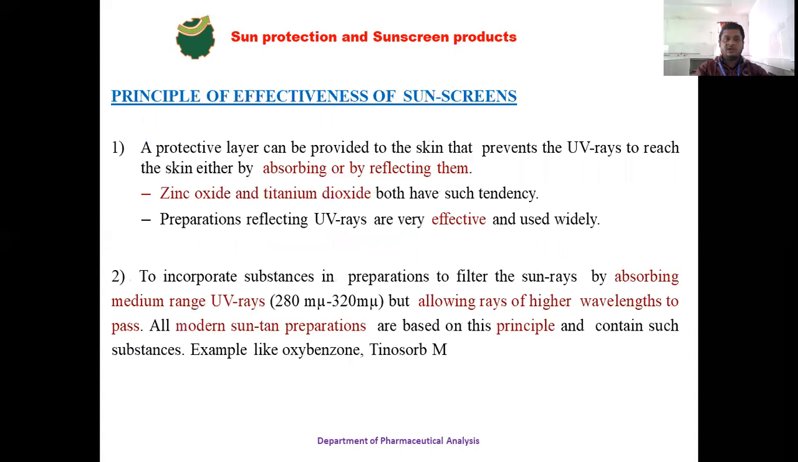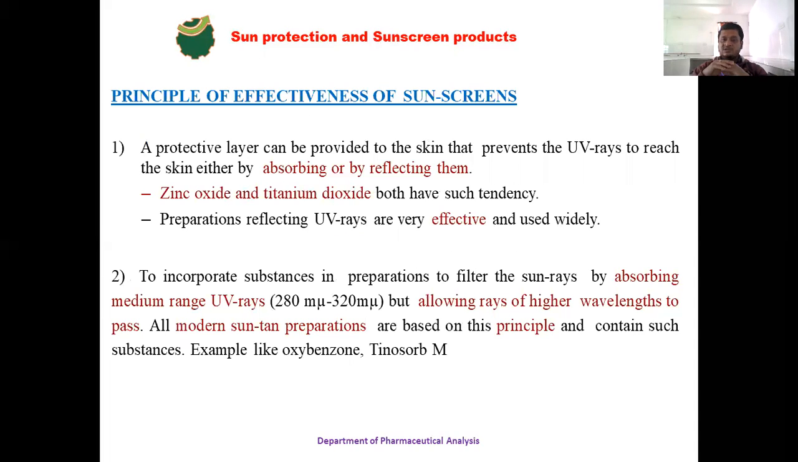Okay, so this is the main principle of sunscreen products. So mainly there are four types. The first one is a protective layer, and because of this layer, the UV rays get absorbed or reflected back. Okay, mainly zinc oxide and titanium dioxide. If those are present in the product, they can absorb or reflect back these UV rays.